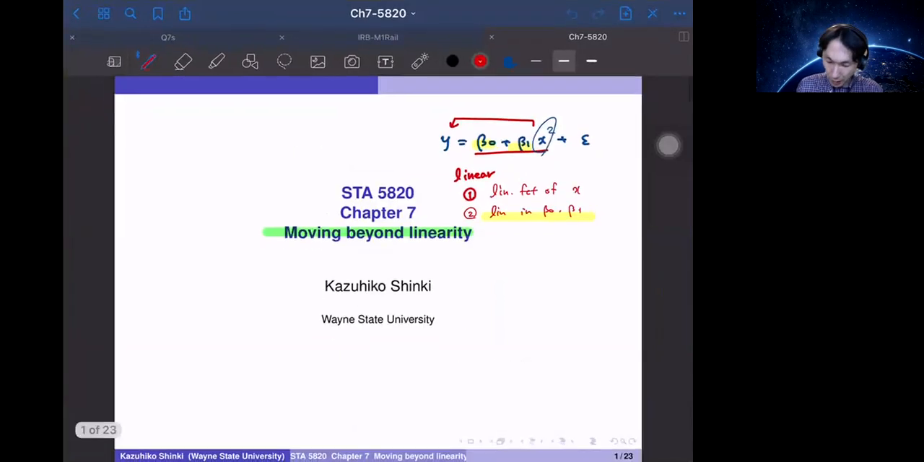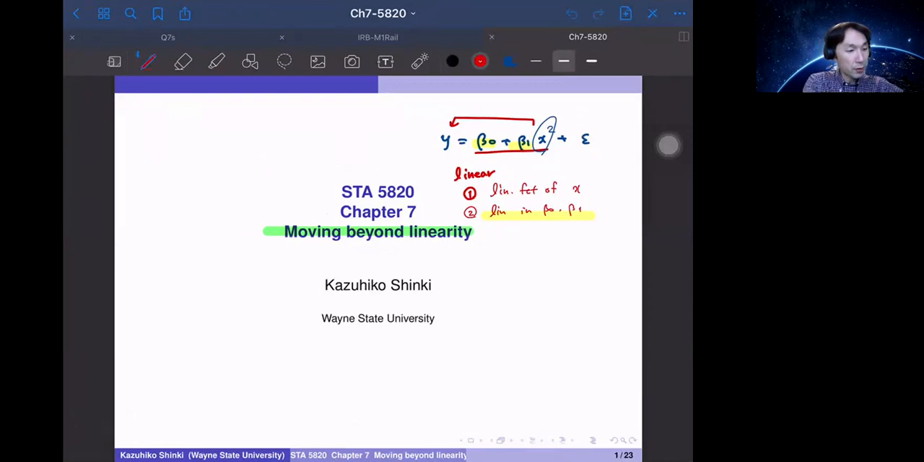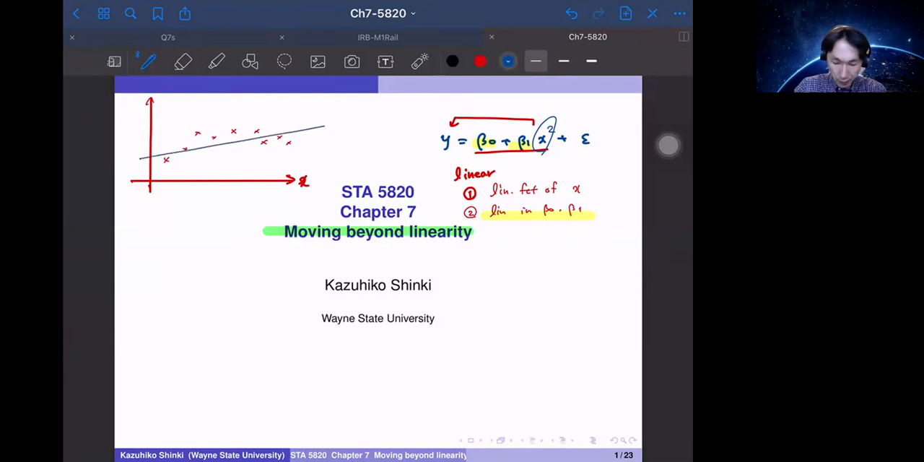Okay, so chapter 7 is about moving beyond linearity. First we think about the situation where we have one x and one y. We have some plots, and the relationship between x and y is more complicated than just a straight line. If we fit the straight line, maybe then we can draw this line, but this is not the optimal line. So probably we want to fit a more complicated curve like this.